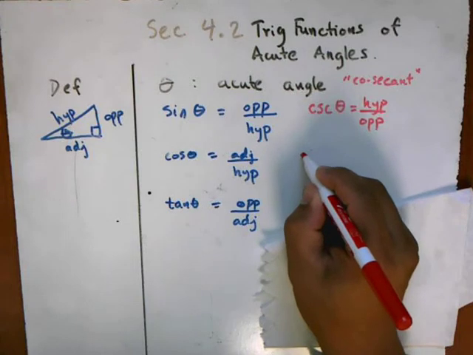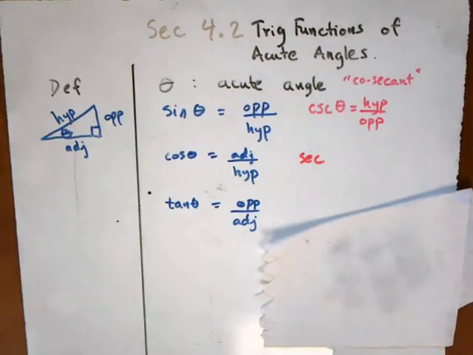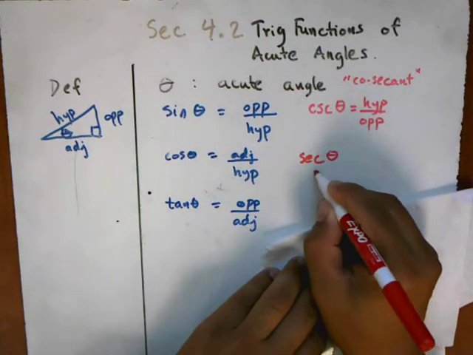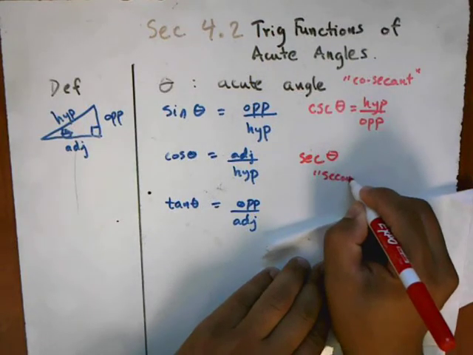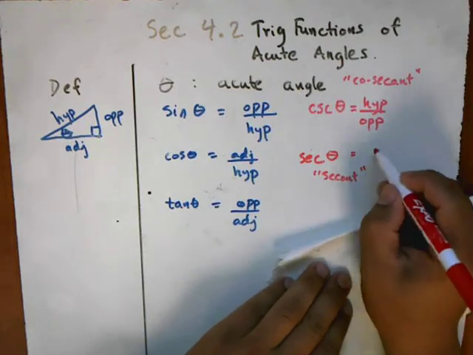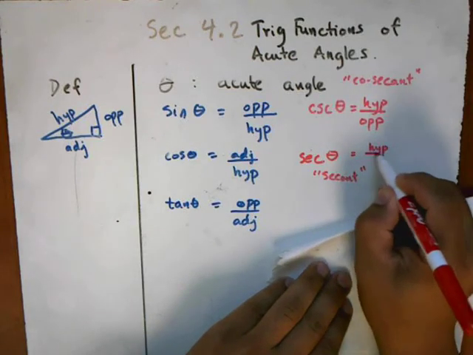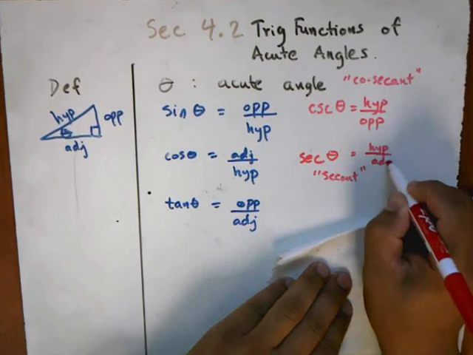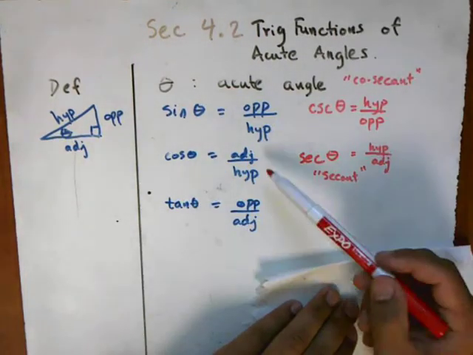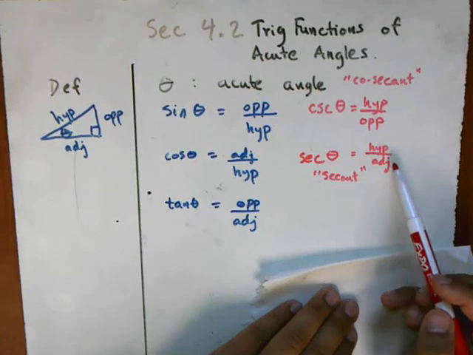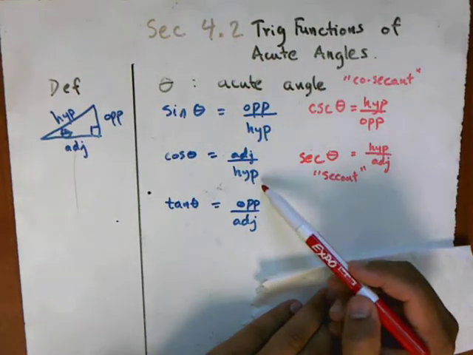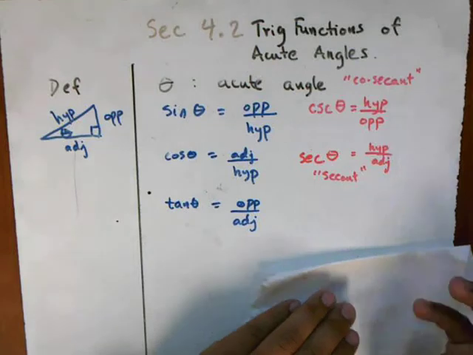Next, this is the SEC of theta, and this is pronounced secant. So we have cosecant and we have secant, and that's the ratio of the hypotenuse divided by the adjacent side. I've written this next to the cosine function for a reason: you can see that secant is just the reciprocal of cosine. So cosine is adjacent over hypotenuse, secant is hypotenuse over adjacent.